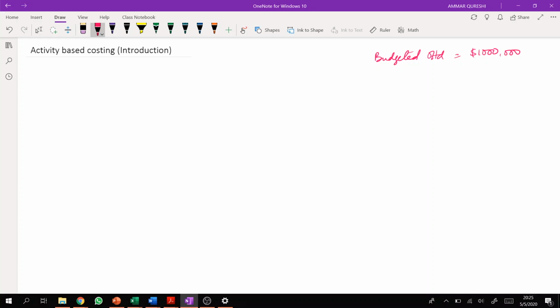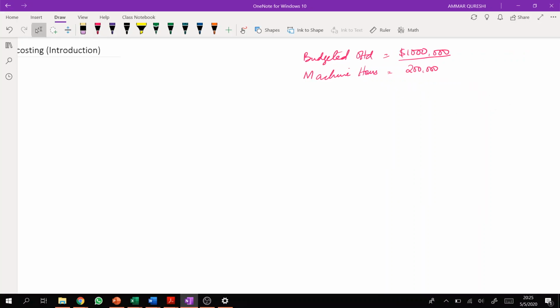So what we do is we try to identify an activity level, right? Activity level is usually machine hours, labor hours, or number of units. Let's suppose the activity level is machine hours. So we usually divide these overheads by the machine hours. Let's say machine hours are 200,000. So if you divide both figures, you will get the overhead absorption rate.